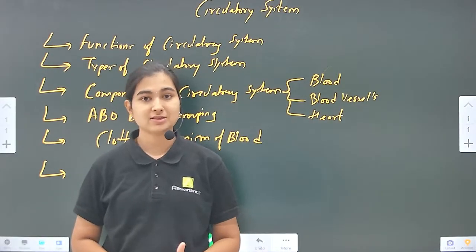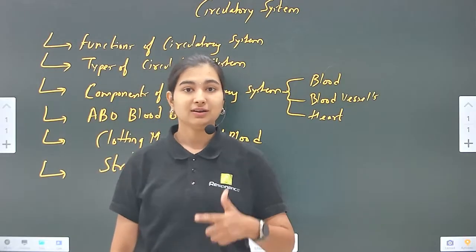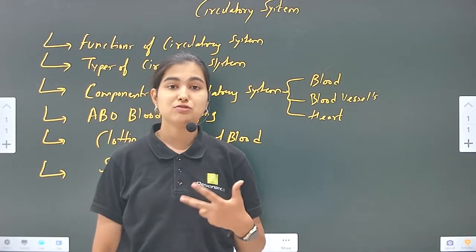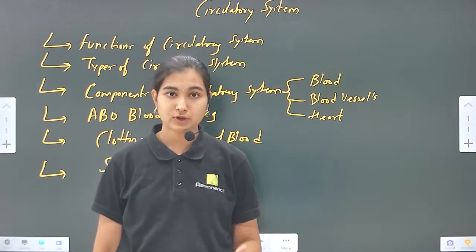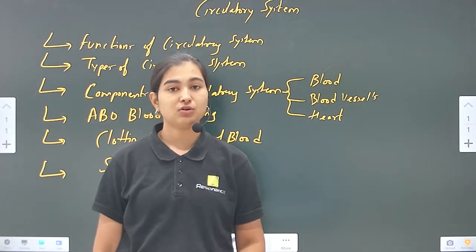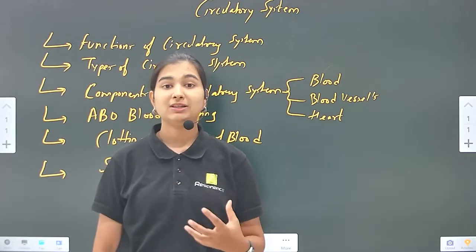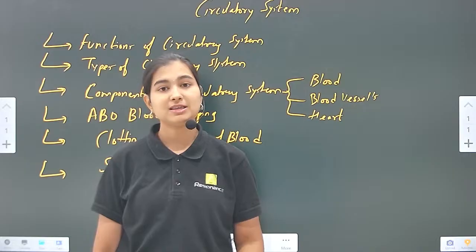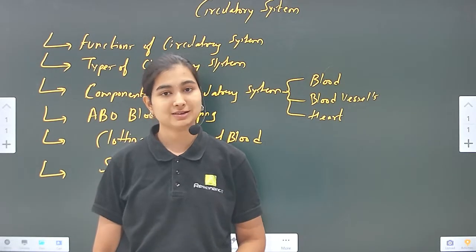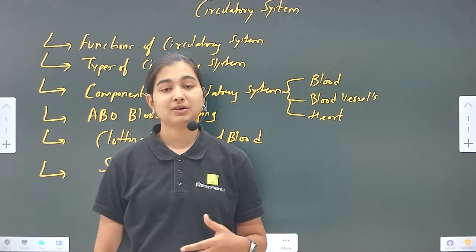Now what exactly does it do? Transport of oxygen to the tissues, transport of carbon dioxide from the tissues to what? To the lungs. Next, it is also transporting the metabolic waste, transporting the nutrients, transporting the hormones, maintaining the body's temperature, that is homeostasis, right? All these are the functions of the circulatory system, right? Now what does it consist of, and how many types?